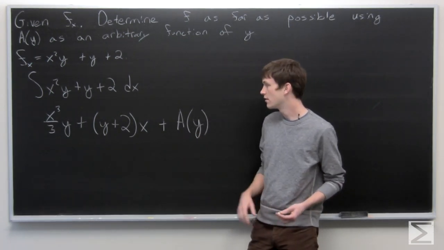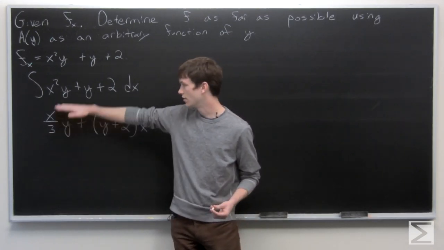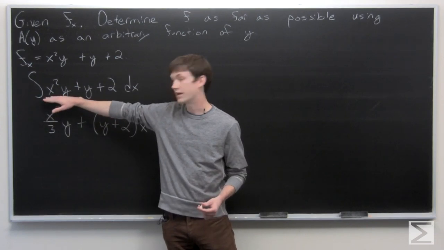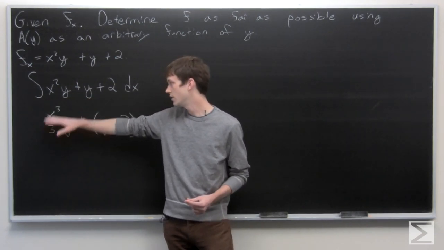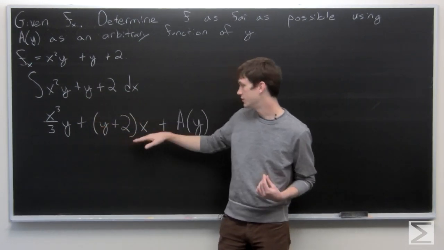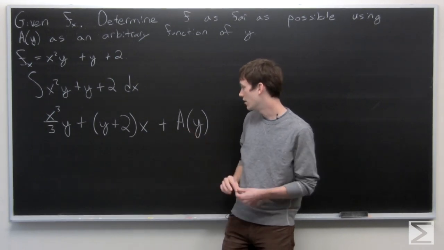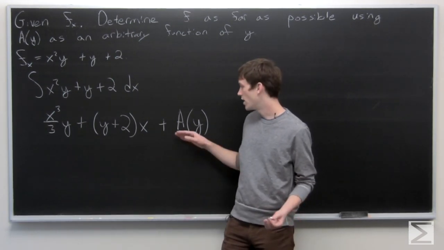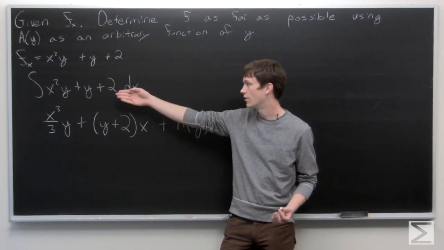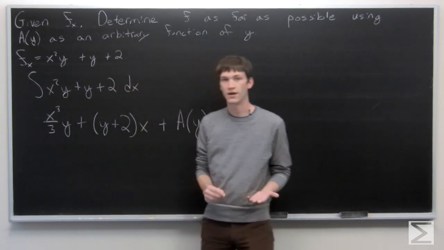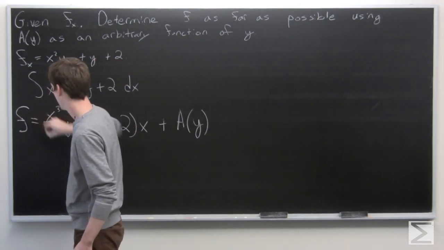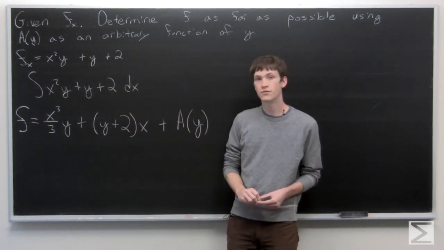And the reason for this is because we're integrating with respect to x, so we're holding our y's constant. So we just integrate x squared the normal way, we get x cubed over 3, and then y plus 2 is just a constant. So it's just y plus 2 times x. And then any function a of y in terms of just y would be just seen as a constant. So it would go to 0 when we take the partial derivative of f with respect to x. So we can go ahead and just write f is equal to this equation.